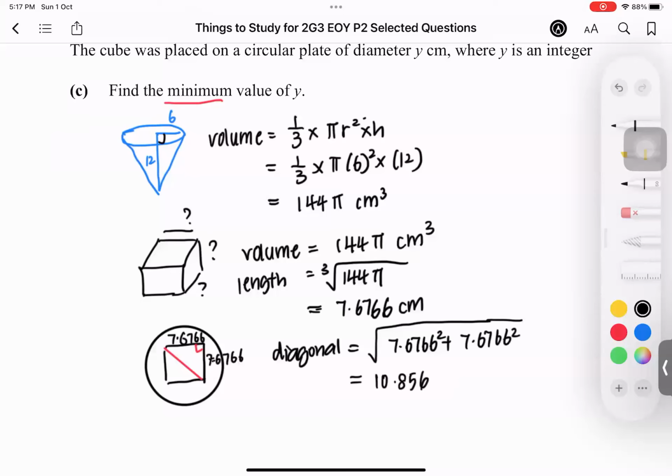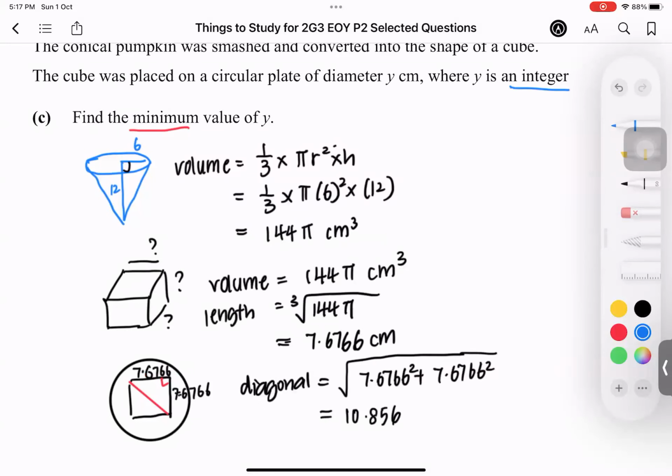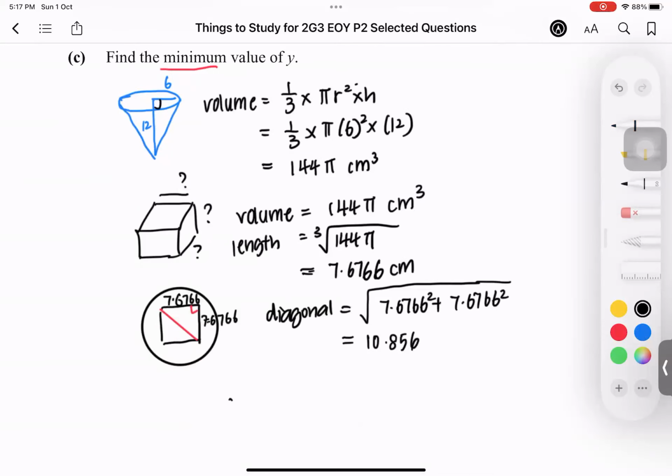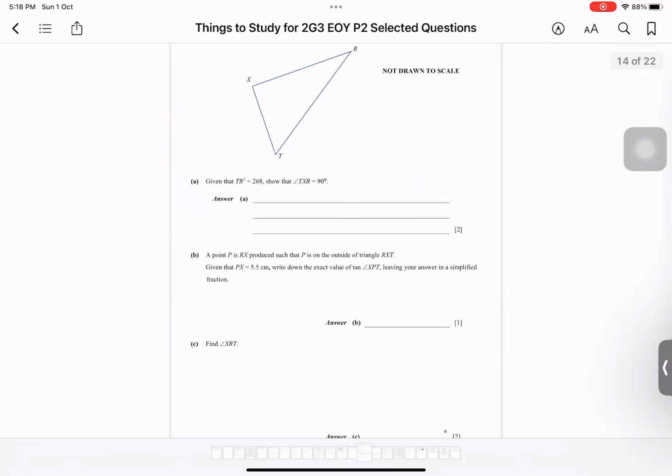10.856 something. Then, the diameter of the plate must be at least 10.853 for the cube to fit in. But the question says y is an integer. So y cannot be smaller than that, so y has to be larger. Therefore, the minimum diameter y will be rounded up to 11 cm. Have you gotten the answer? Okay, if that's the case, I shall move on to the next question.